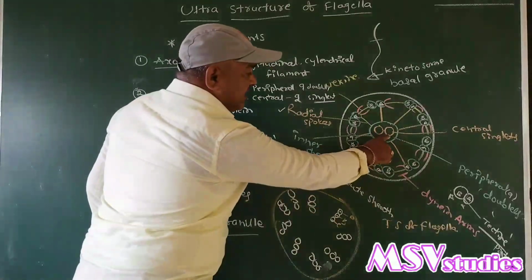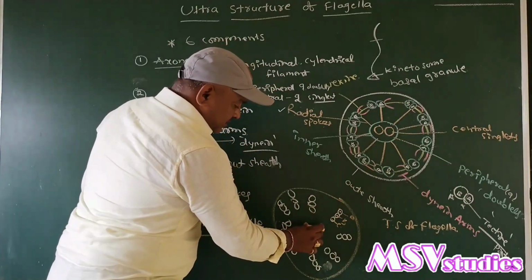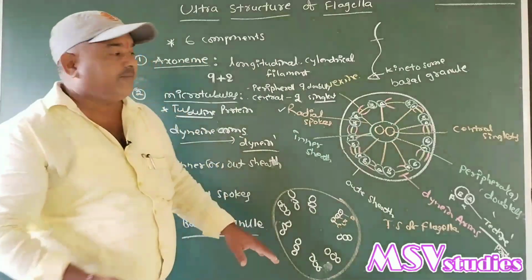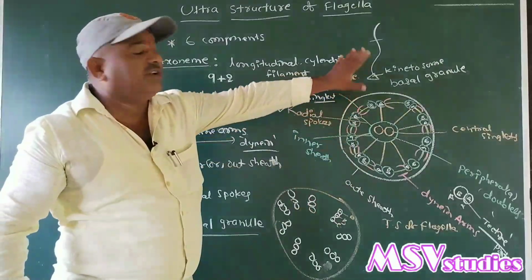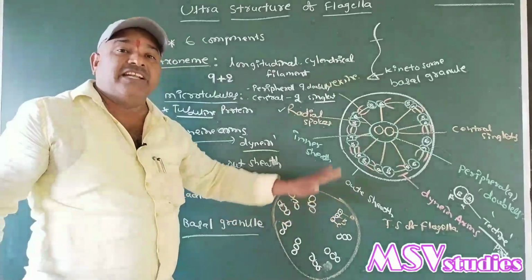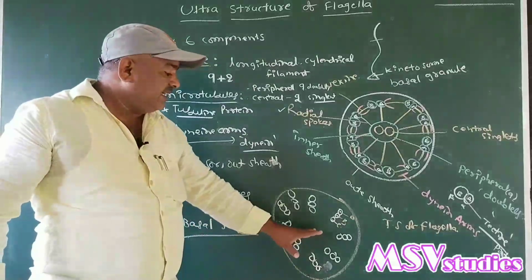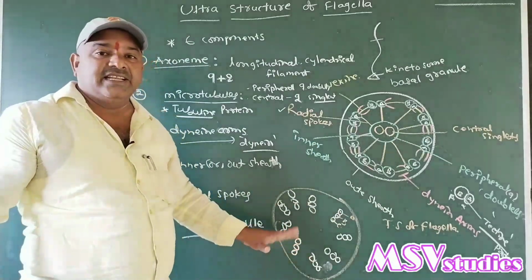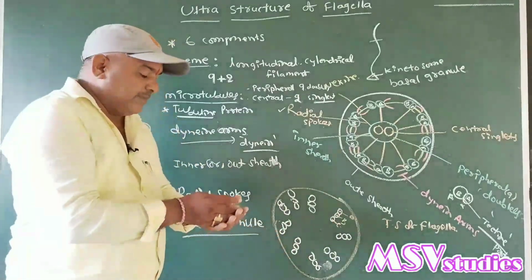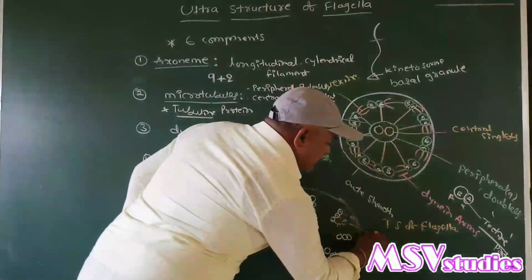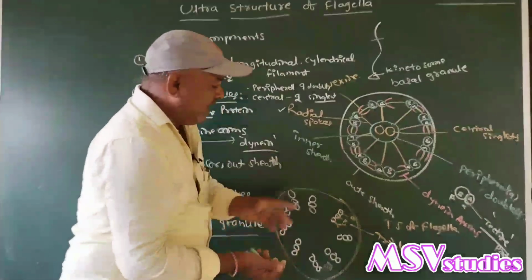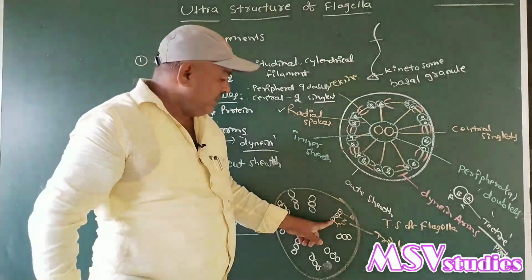The central singlets are not located in the basal granule. Very, very important point: only peripheral triplets are present in the basal granule. Central singlets are absent. These are the peripheral triplets, A, B and C.